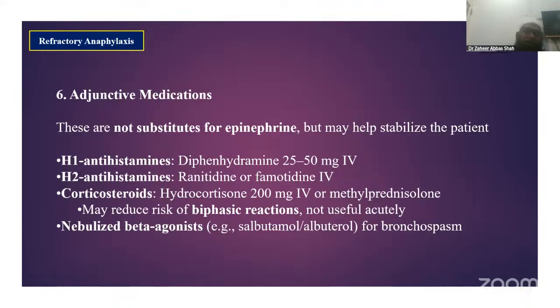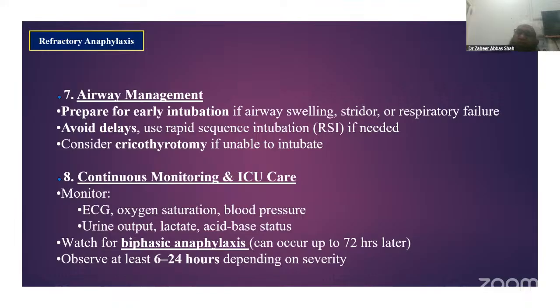But it has some role in the protracted or biphasic reaction, and may reduce the risk of biphasic reaction, but it is not useful in the acute phase or as a first line of treatment. Nebulized beta-2 agonists like salbutamol and ipratropium can also be given because they will relieve the bronchospasm.